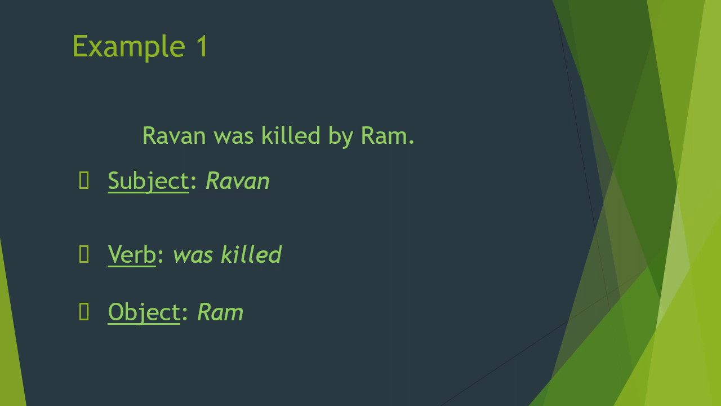The subject in the active voice, which is at the beginning of the sentence, becomes the object in the passive voice, and hence it is placed at the end of the sentence in the passive voice. Likewise, the object in the active voice, which is placed at the end of the sentence, becomes the subject in the passive voice and is placed at the beginning of the passive voice sentence.